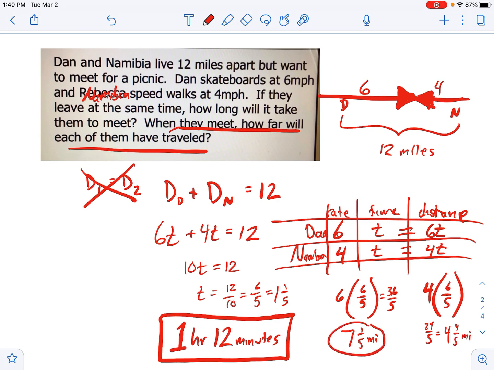Now, what should these two add up to? Let me check. They should add up to 12 miles, because they started 12 miles apart. Do they? Yes, they do. Cool.